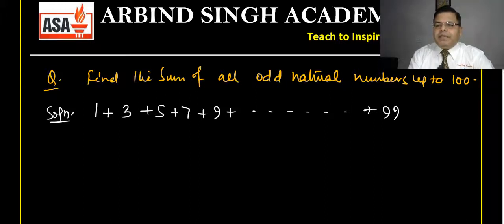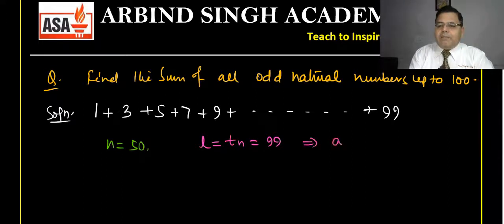Although it can be explained with common sense that there are 50 odd natural numbers up to 100, because alternate numbers are odd and alternate numbers are even. So half of them are odd natural numbers and half are even. So n is 50. But in other questions, if it is not so simple to evaluate the number of terms, then you can use the formula as well. Here the last term, the tn term, is 99. It means a plus n minus 1 into d is 99. And what is a here?